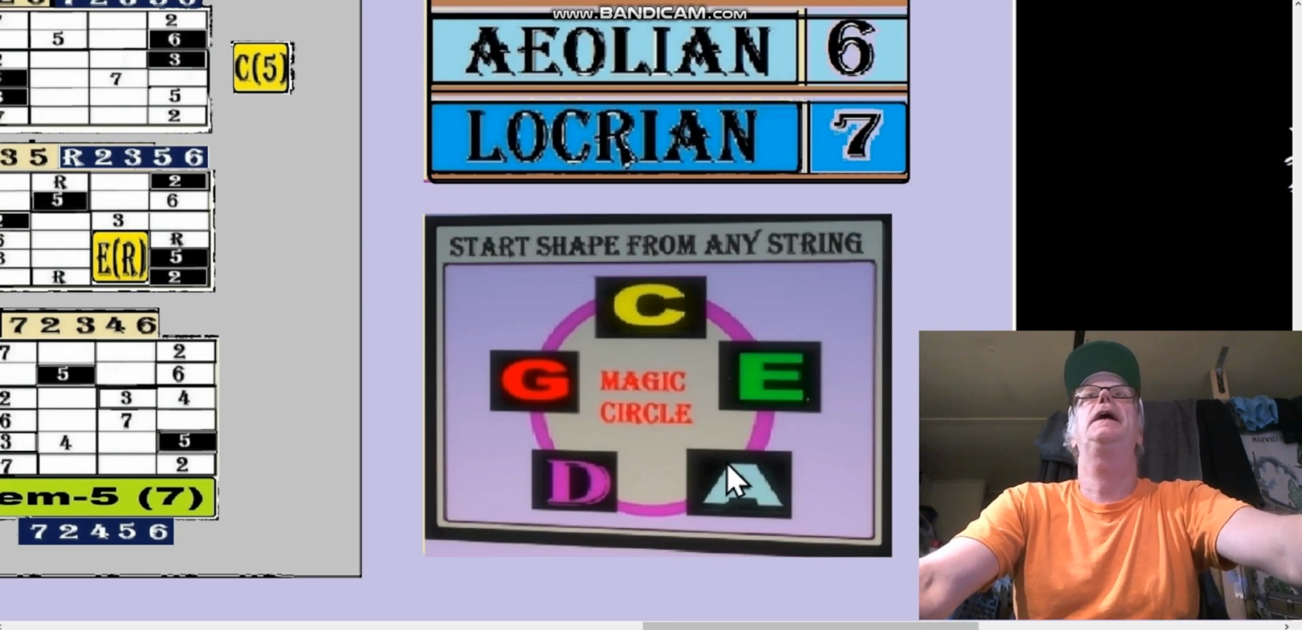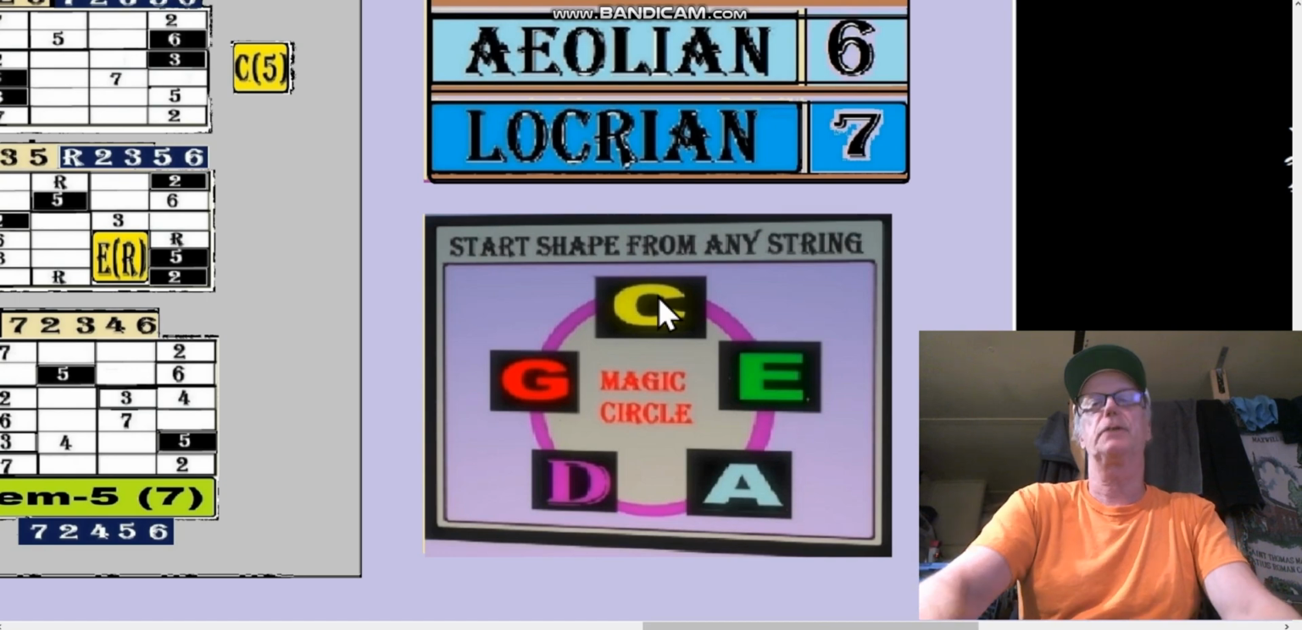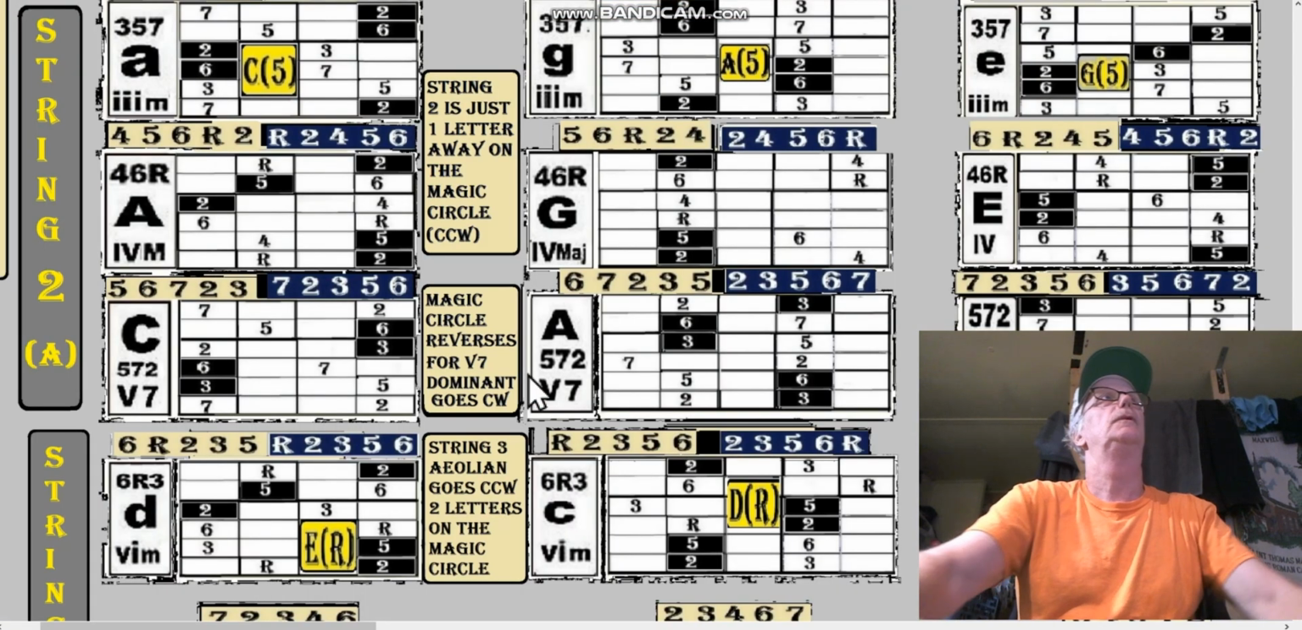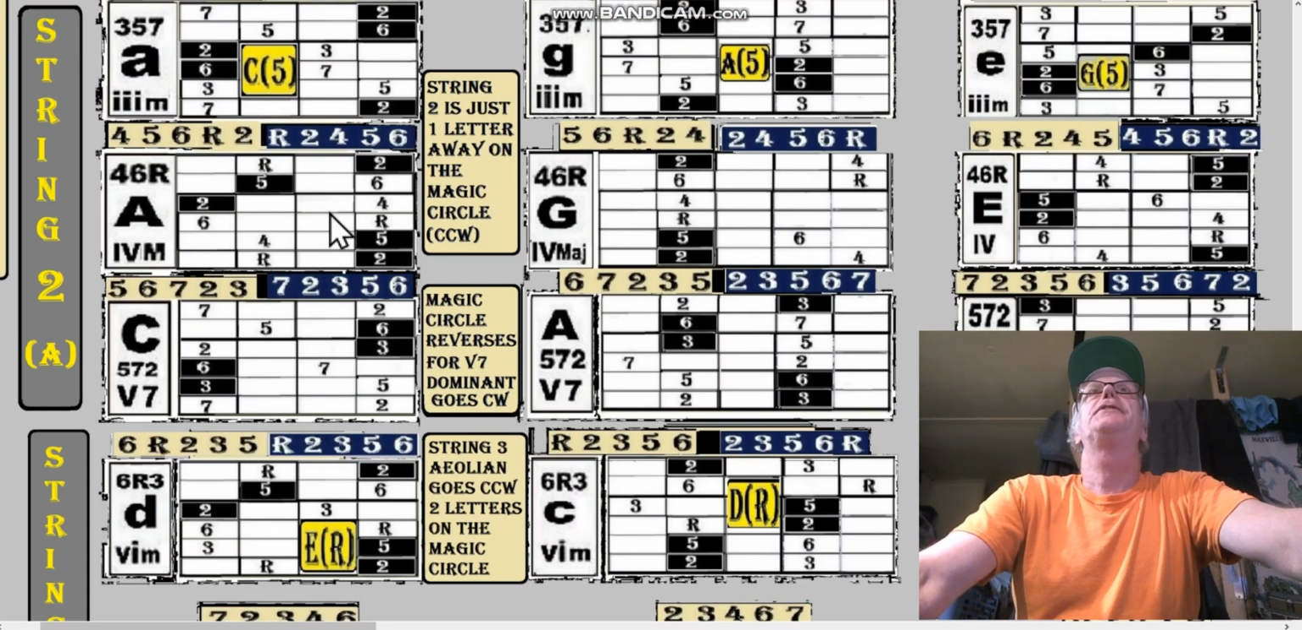Alright, so A is the 4th of, now this is going counterclockwise. E goes to A, and the other one was G minor going to the C minor. That's the magic circle. Alright, so the shape is there that you want to play.